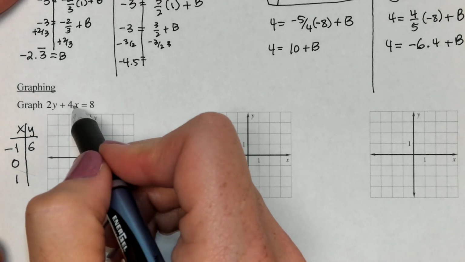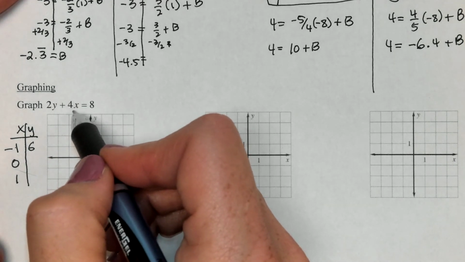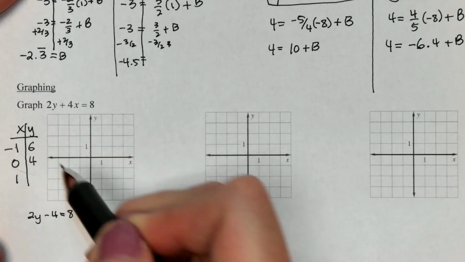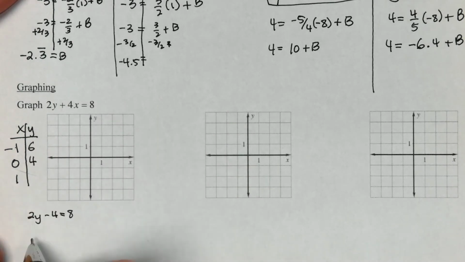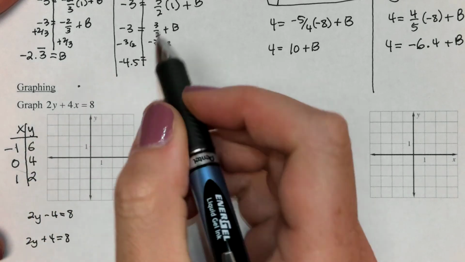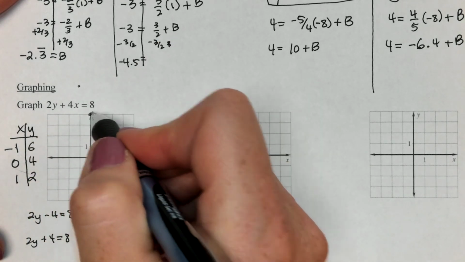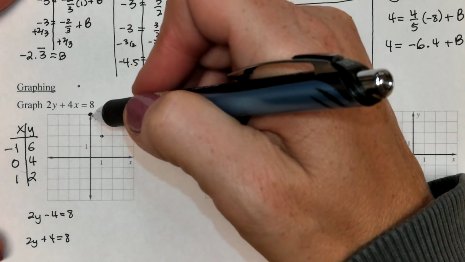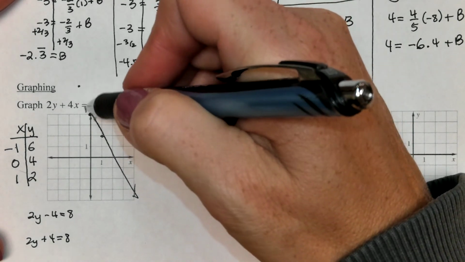Put a 0 in, that's a bit easier. That whole term disappears, and I would just divide by 2 and get a 4. Put a 1 in there, and I would have 2y plus 4 this time with an 8. So when I subtract it, I'd have 4 divided by 2 is 2. So negative 1, 6, way up there somewhere, 0, 4, and then 1, 2. And our line would look like that.